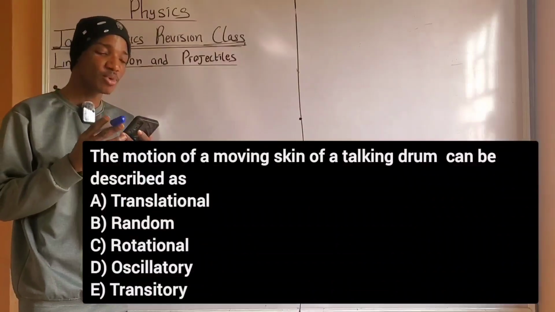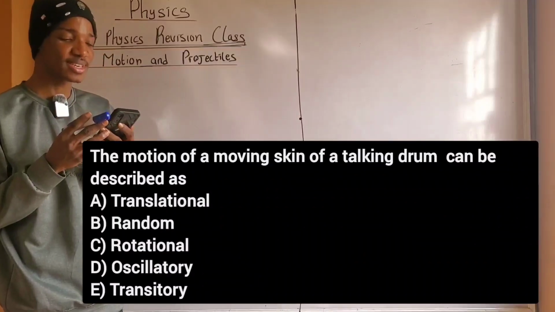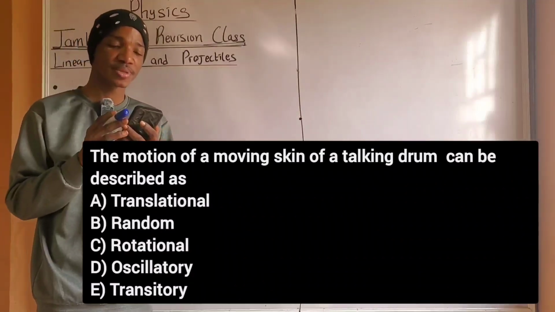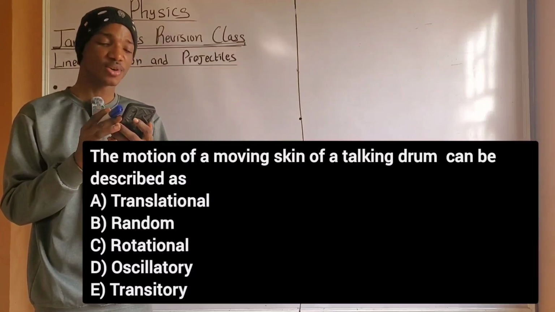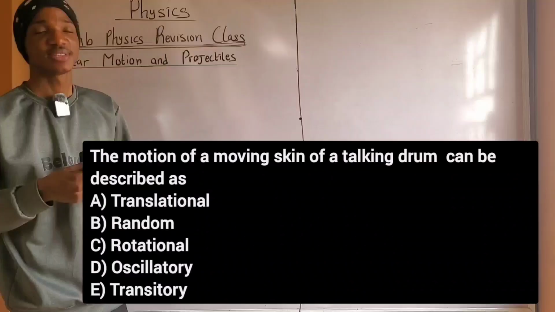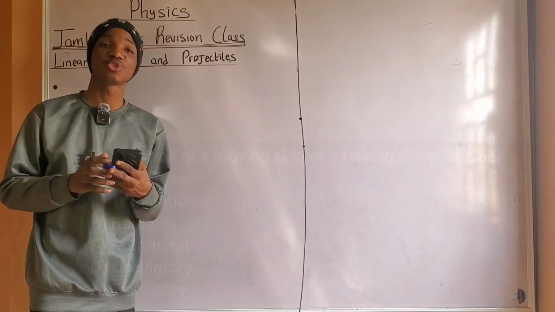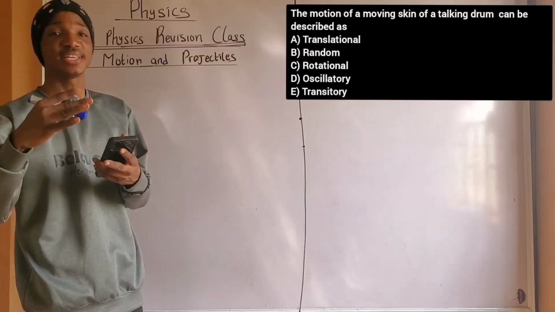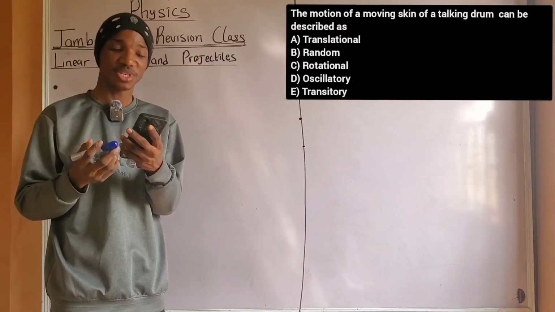The motion of the moving skin of a talking drum can rightly be described as: A. Translational motion, B. Random motion, C. Rotational motion, D. Oscillatory motion, E. Transitory motion. Now, what is translational motion? Translational motion is a motion of an object in a linear form. It's also known as linear motion, so that cannot be the answer.